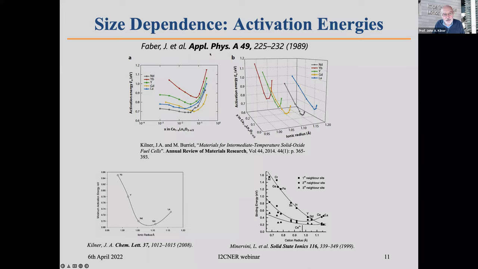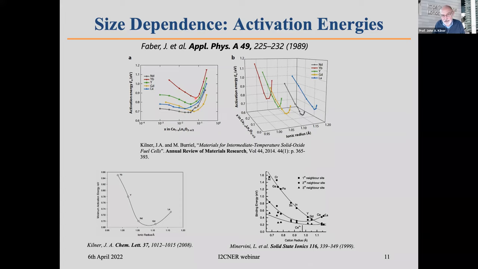Not that long ago, we took this data from Faber. What he'd done was to look at a set of series with different substitutionals, neodymium, ytterbium, yttrium, gadolinium, and lanthanum, look at the concentration dependence, and in each case, he found the maximum in the conductivity and the minimum in this activation energy. I'll just go back to the laser pointer, the minimum in the activation energy. And there was a set of these minima all occurring at slightly different points.